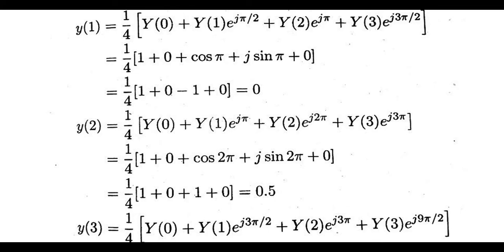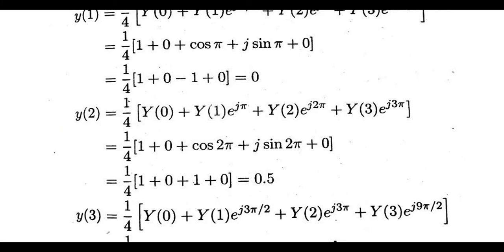Now putting the values of y of 0, y of 1, y of 2 and y of 3 here, we will get 1 by 4 into y of 0 is equal to 1 plus y of 1 is equal to 0 plus y of 2 is equal to 1, that becomes e raised to j 2 pi. E raised to j 2 pi is equal to cos 2 pi plus j sin 2 pi plus y of 3 is equal to 0. We know the value of cos 2 pi is equal to 1 and the value of sin 2 pi is equal to 0. So it becomes 1 by 4 into 1 plus 0 plus 1 plus 0, that is 2 by 4, that becomes 0.5. Value of y of 2 is equal to 0.5.